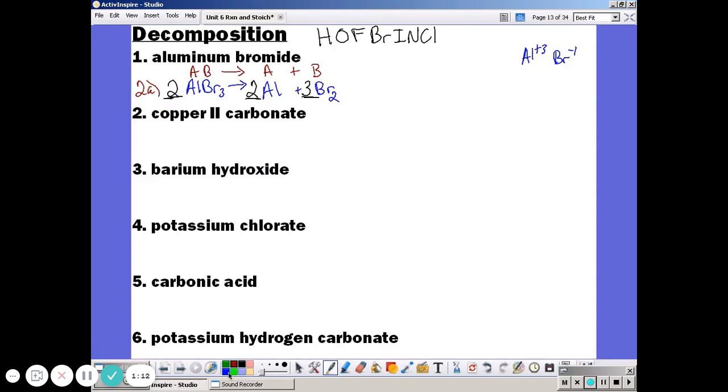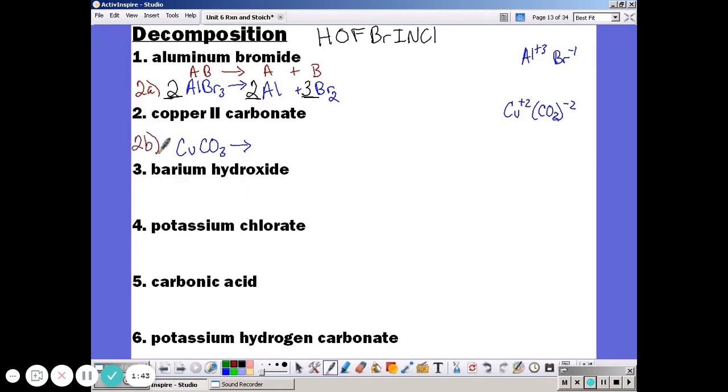Copper 2 carbonate. Copper has a charge of +2. Carbonate is CO3 -2. So we cross our charges, CuCO3. Since that's my only substance, it has to be a decomposition. So we have a metal carbonate. So I'm looking at my decompositions, and I'm going to follow the metallic carbonates. So 2B.